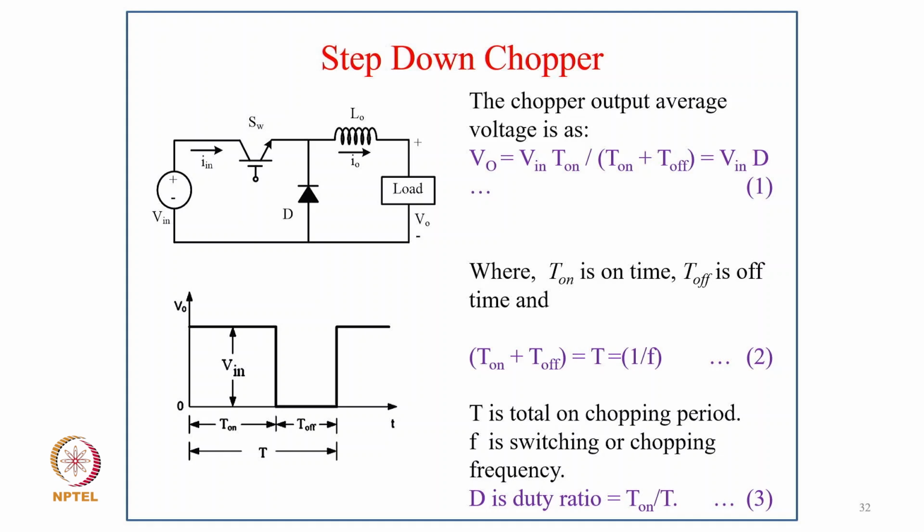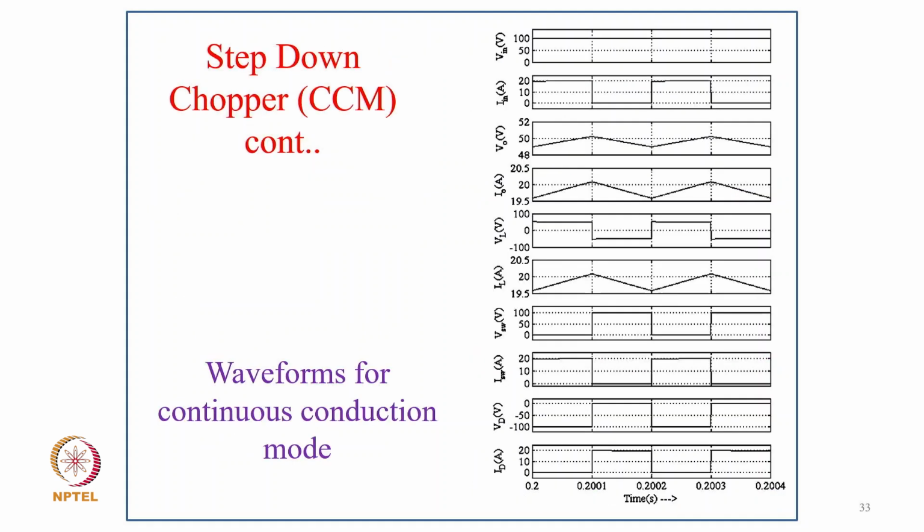Now, typically, if you're looking at the different modes, the chopper output voltage equation can be written here. V equal to V in into T on divided by T on plus T off, or V equal to D times V in, where T on is the on period and T off is the off time, and you can call T on plus T off equal to T, that is equal to 1 by F, where F is the switching frequency of the switch. So T is the total chopping period, F is the switching frequency, and D is the duty ratio, that's T on upon T. Now you can see how the waveform looks.